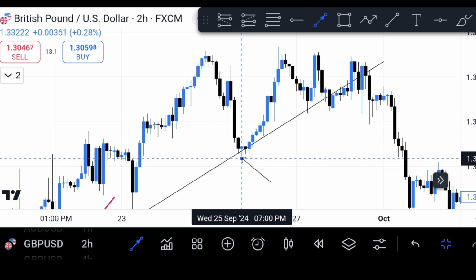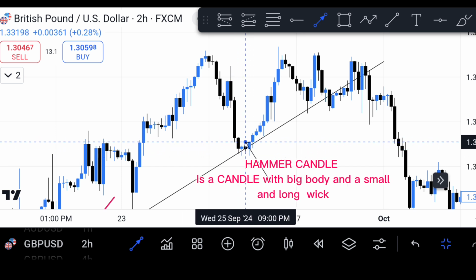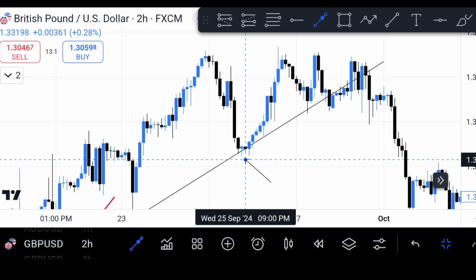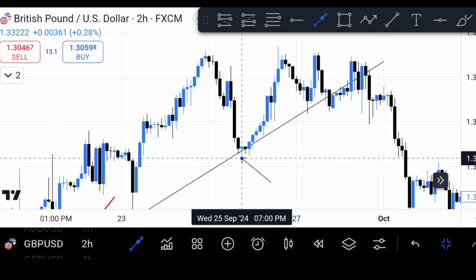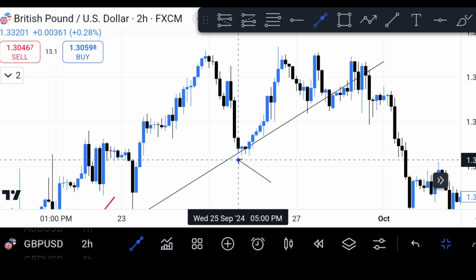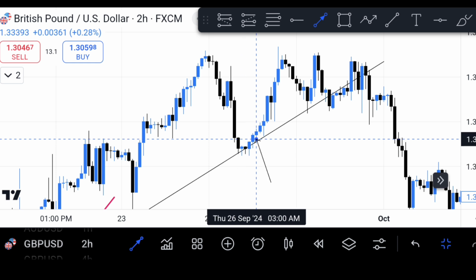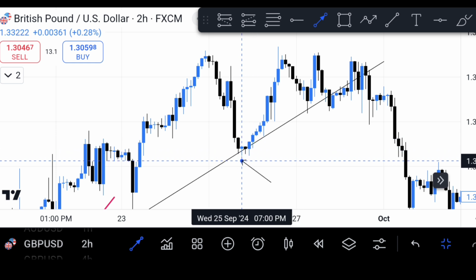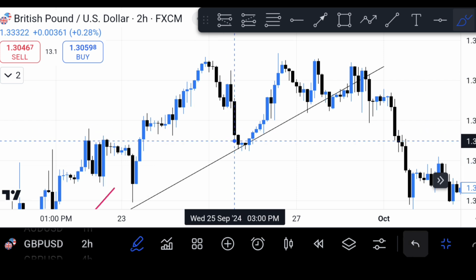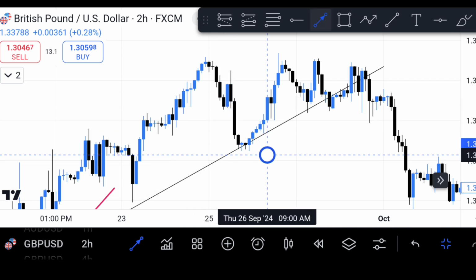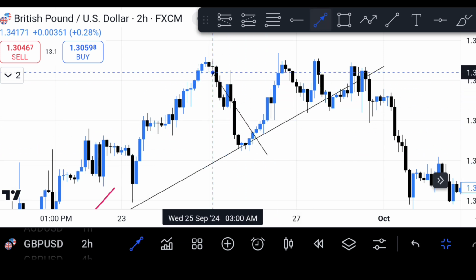Let me show you. A hammer candle is a candle with a strong body at the top and a small wick. You can see when price got to the zone where the trend line is, a hammer candle was formed. So this first hammer that we saw showed us that price isn't going to break this trend line. When price pushed to the upside and the retracement was happening, look at the candles that were forming. These were just strong momentum candles, which indicate that price was dropping massively.